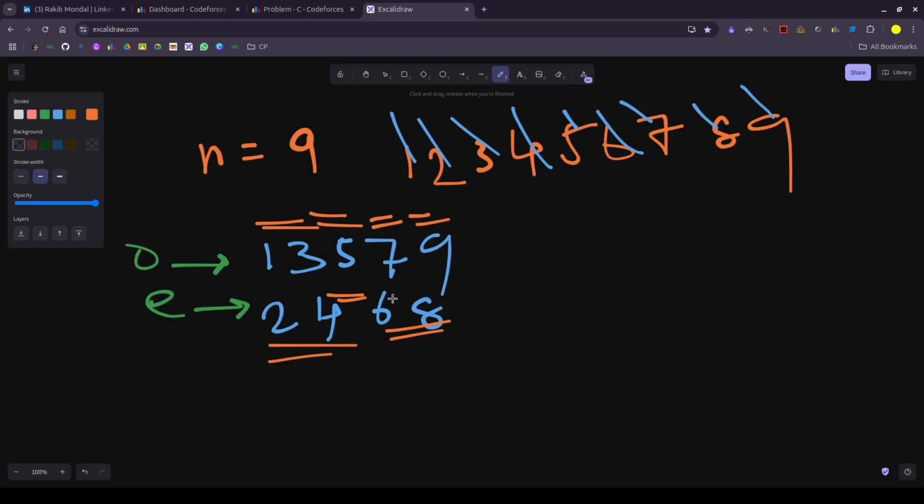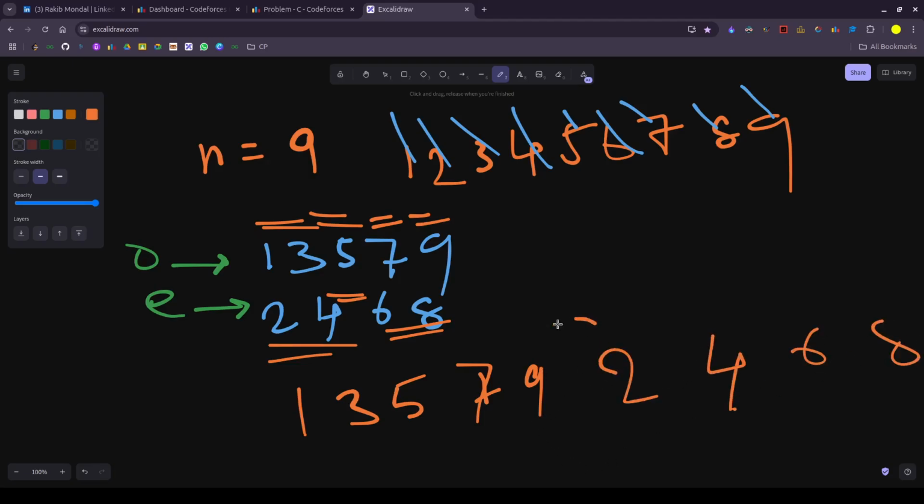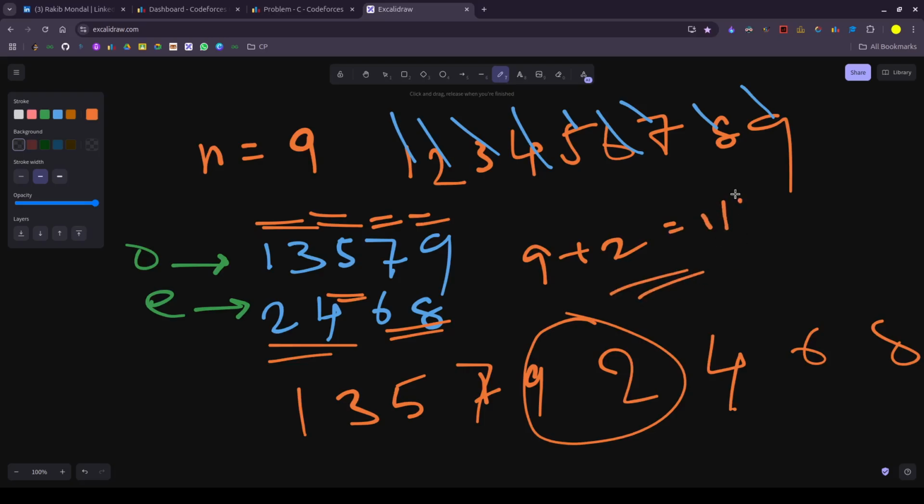Like here, if we just directly join these two, 1, 3, 5, 7, and 9, and 2, 4, 6, 8. So in this point of the joint, we were getting 9 plus 2 equal to 11. It is not composite. It is a prime number. So it is not possible in this case to join directly like this.